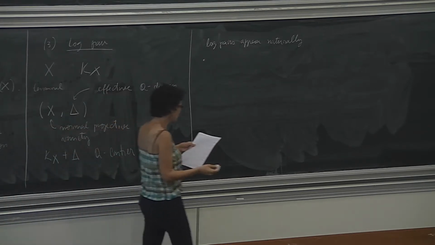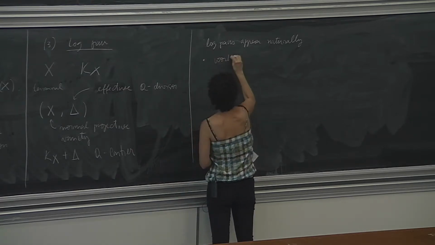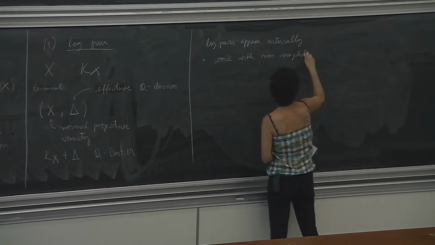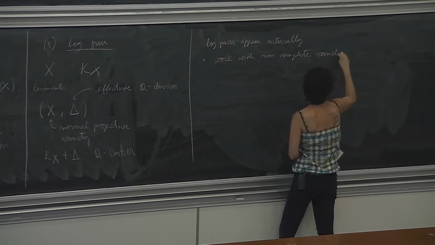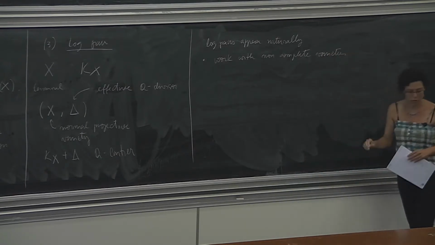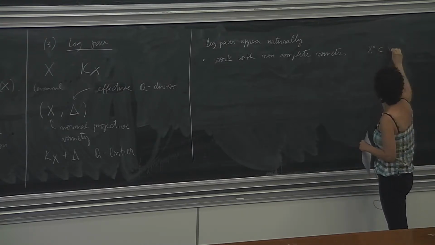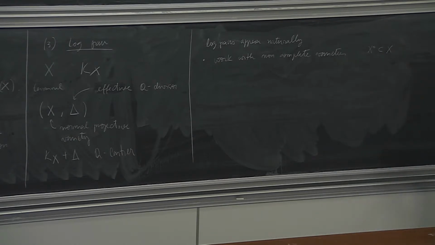And it appears naturally, for instance, if you want to work with non-complete varieties. Suppose you want to study geometric properties of non-complete varieties. One way to proceed is to compactify it into a variety X by adding some simple normal crossing divisor, and then working with X. So this will have a canonical class, and then you can ask for numerical properties of this canonical class. Now, if you change the compactification here, you will change the canonical class, and the properties can be very different.